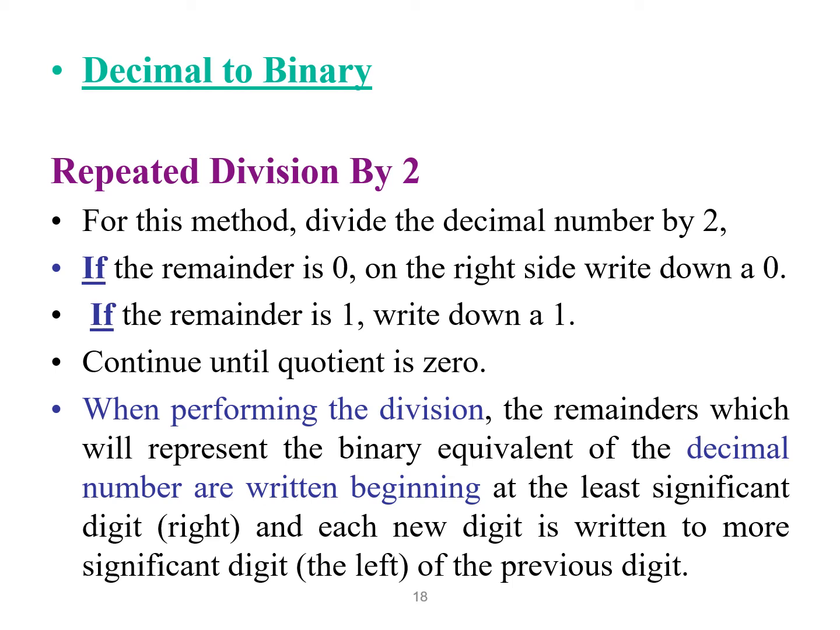When performing the division, the remainders, which represent the binary equivalent of the decimal number, are written beginning at the least significant digit, that is the right, and each new digit is written to the more significant digit, left of the previous digit.